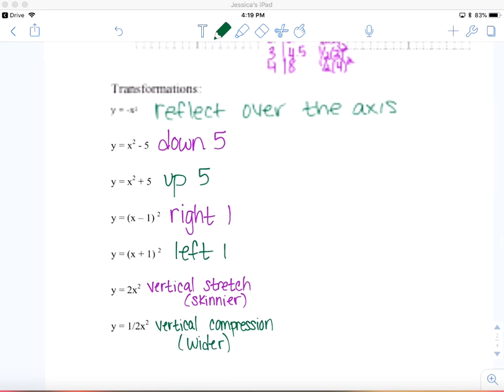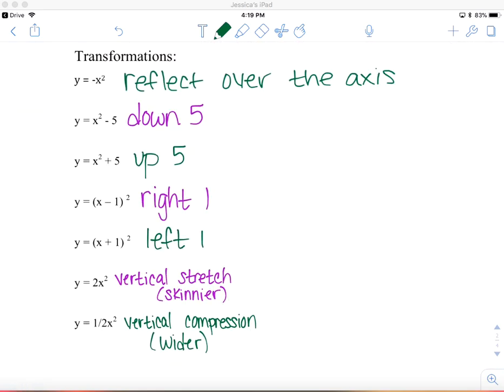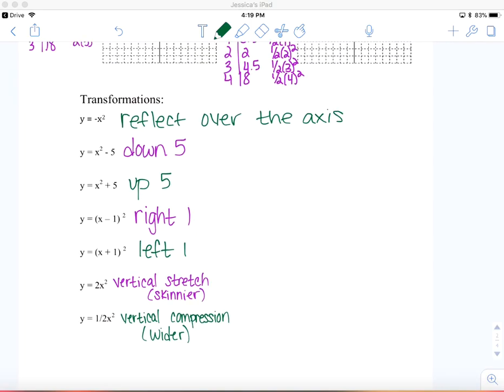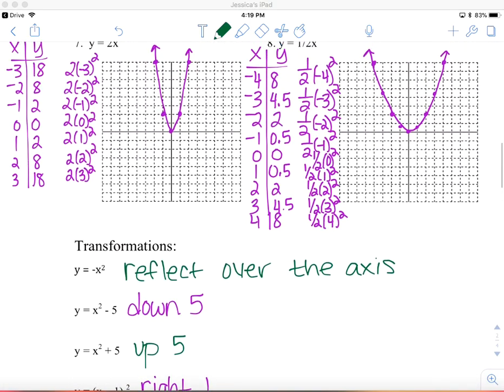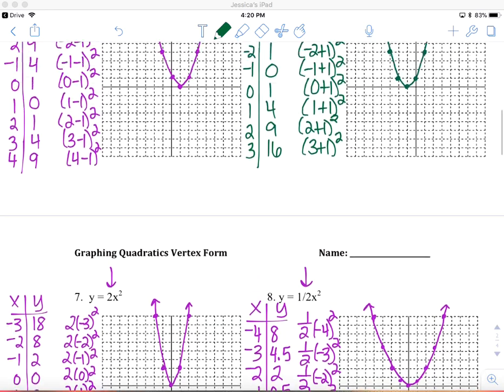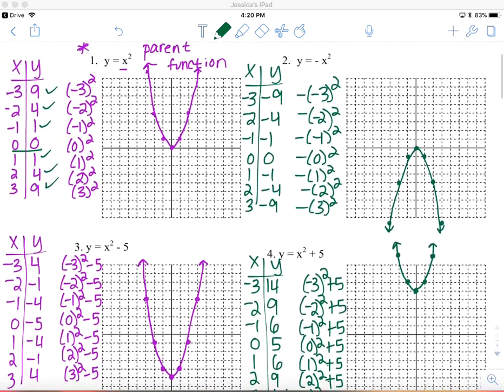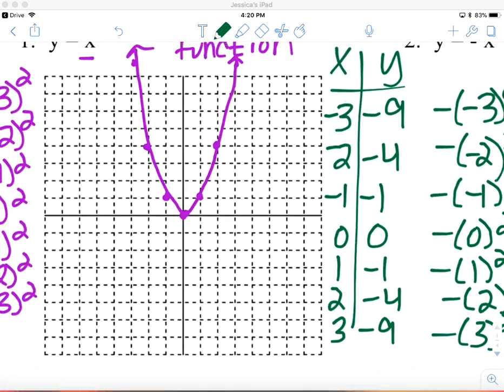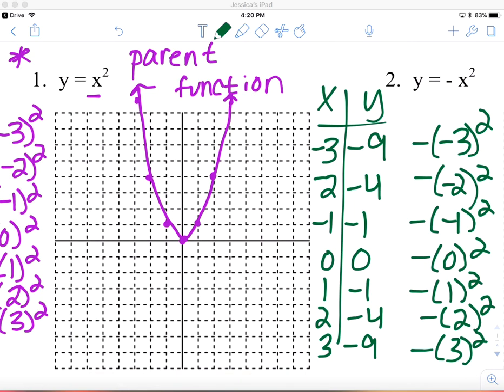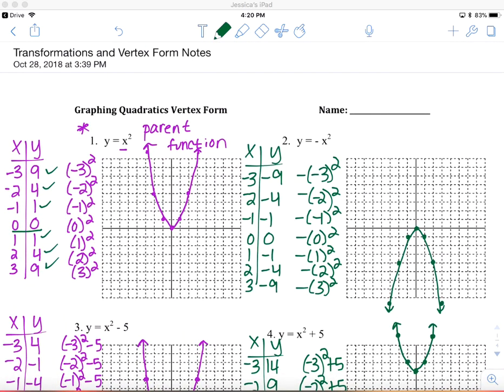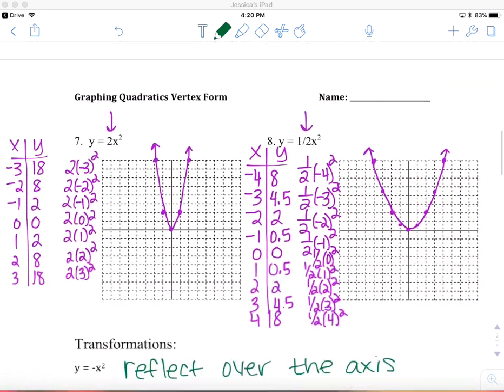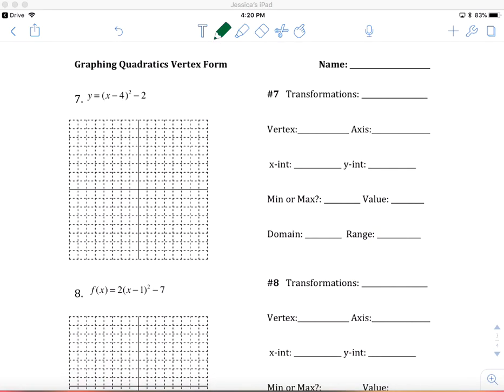So in order to move on to our next set of graphing, you have to know these transformations. Make sure you memorize them, and if you ever forget, you can always make a table and compare it to our parent function. The most important thing you need to have memorized is our parent function, which is y equals x squared. This is part 1 for graphing quadratics in vertex form. The next video will go over how to graph with multiple transformations at once.